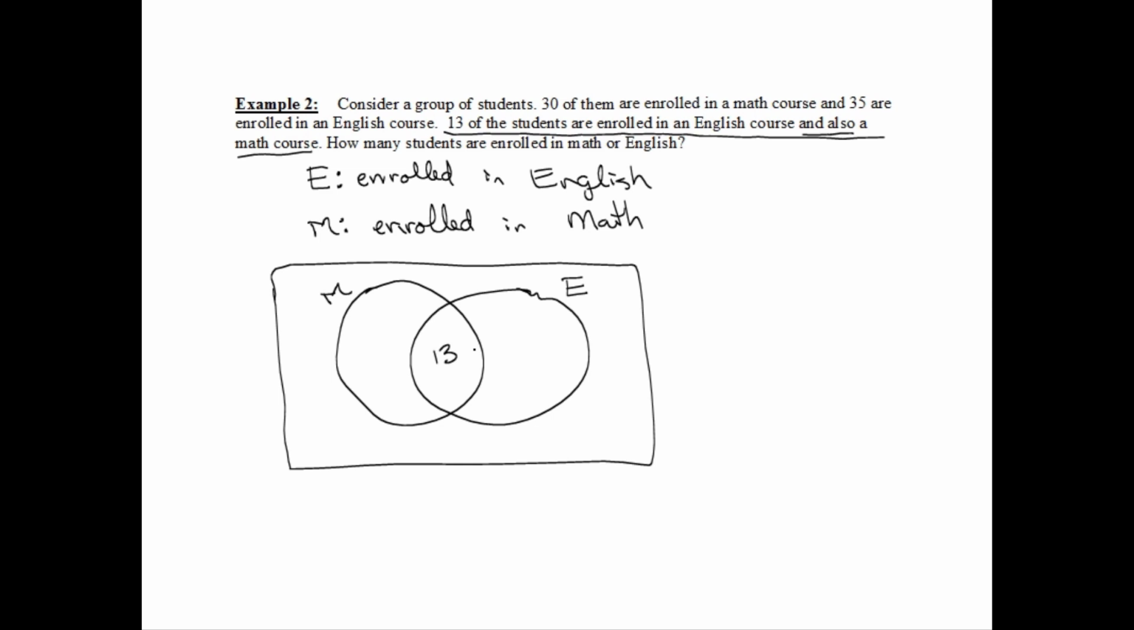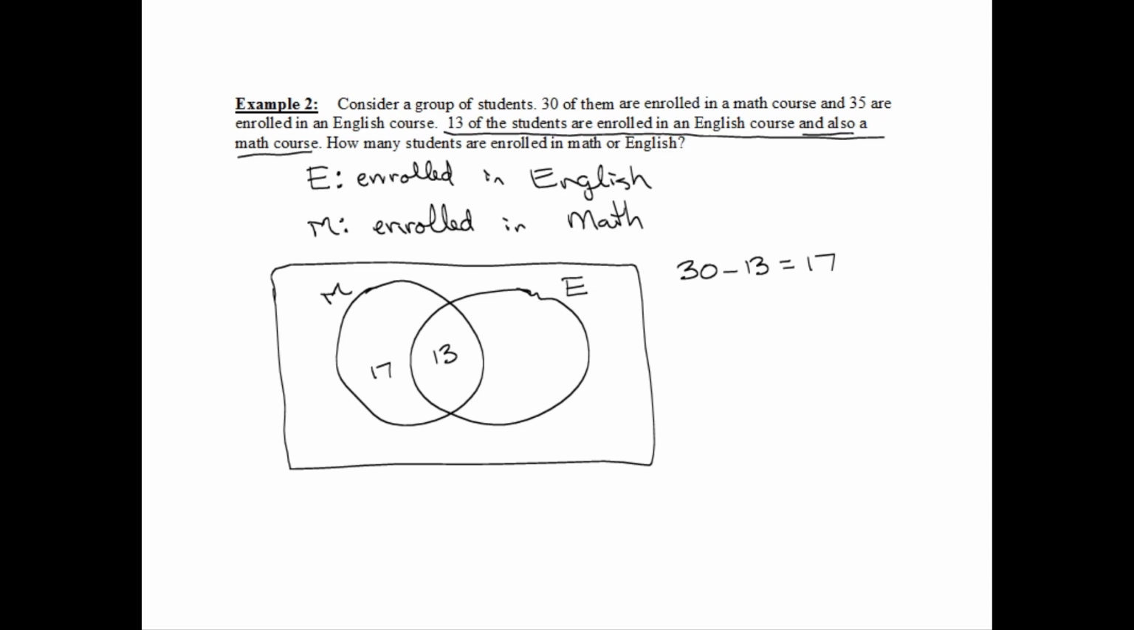Now, how many students are in math? Altogether, there are 30 in math, but some of them are already in. If I were to put 30 right here, that puts me with a total of 43 students in math, which would not be correct. So instead, what we want to do is we need to take the 30, subtract the 13 that are already there, and that gives me 17. That's how many are in math, but not English.